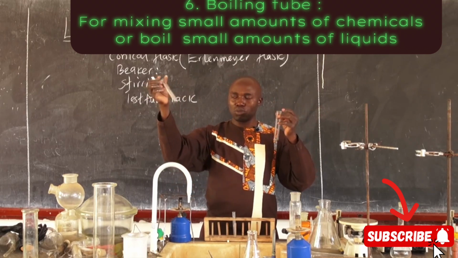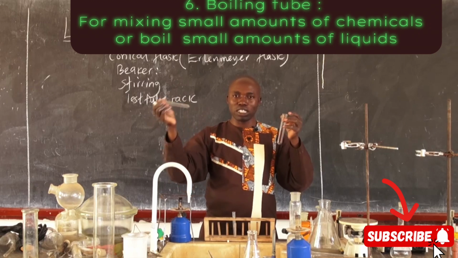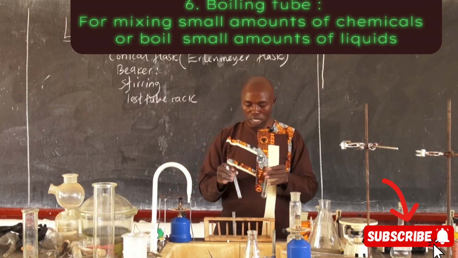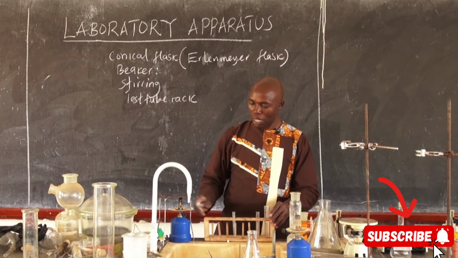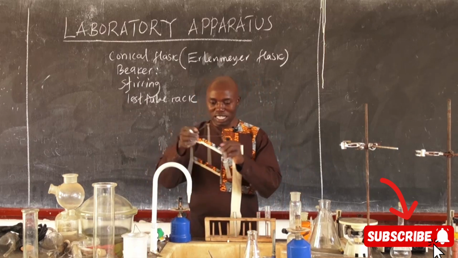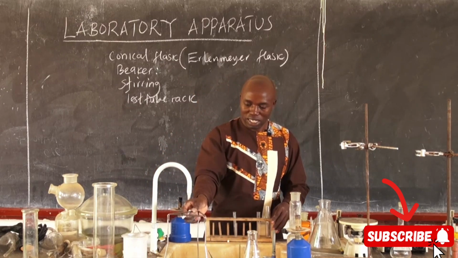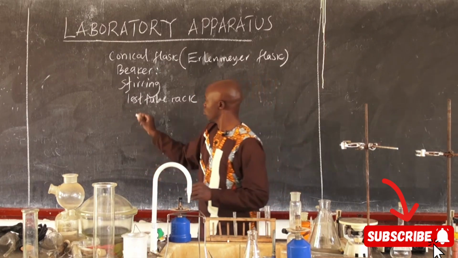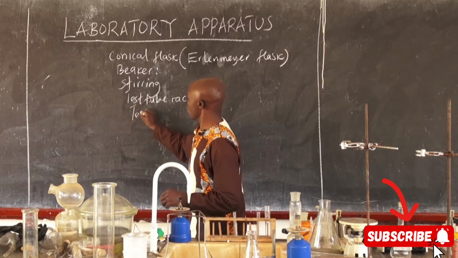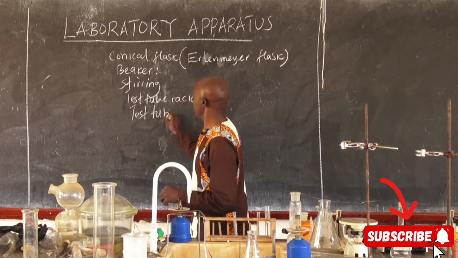Even a test tube can also be used for boiling small amounts of chemicals on the heat flame. I'm going to demonstrate that in a few minutes. So we have a test tube, which you put in a test tube rack.